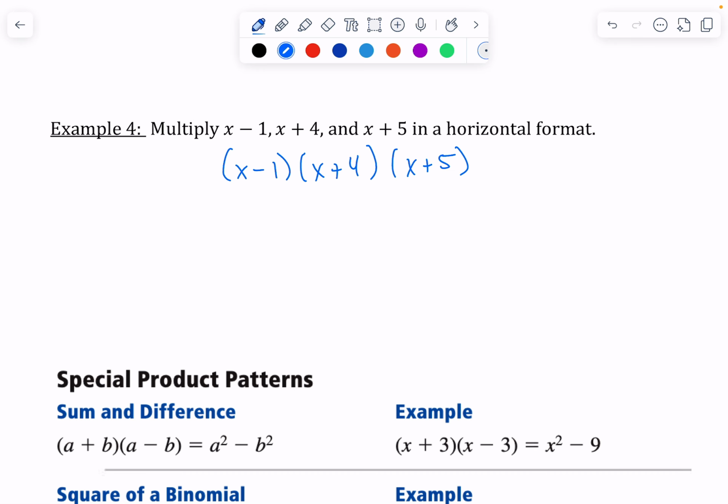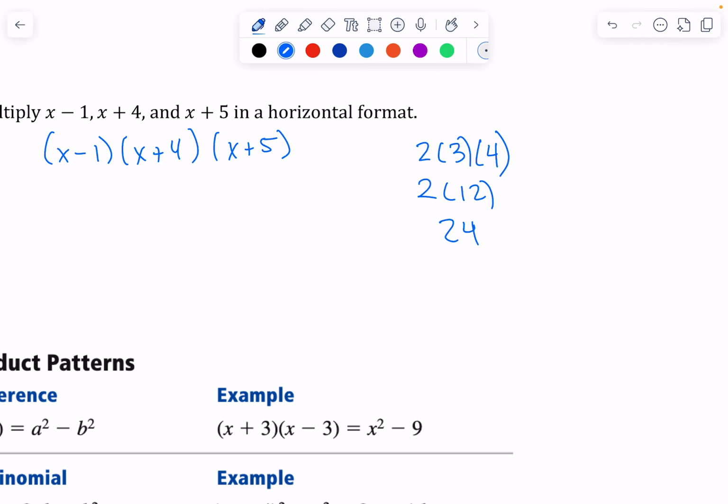So let's just look at a numerical problem that's similar. There's no distribution that's happening in this example. All you do is multiply 3 and 4 and get 12, and then 2 and 12 to get 24. Or you could have multiplied 2 and 3 to get 6, 6 and 4, 24. Or you could have done 2 and 4 to get 8, 8 and 3, 24. Notice, whichever way we choose to multiply it, we get the same number regardless.